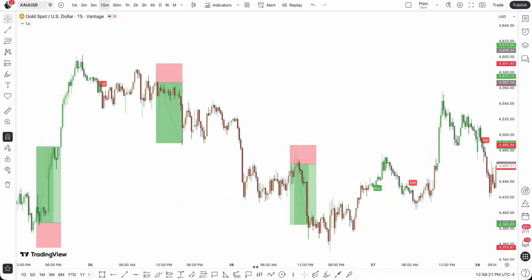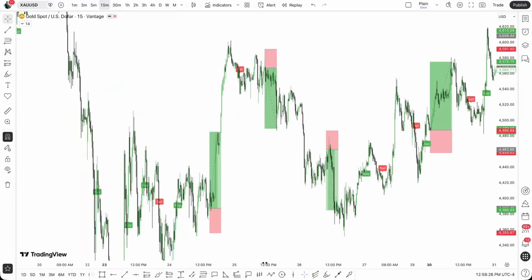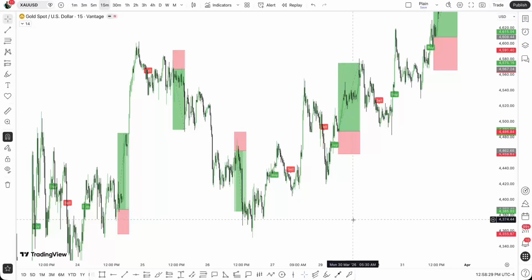Now, this is where market structure comes in. Market structure is the basic of every strategy out there. It is the mother of every strategy out there. If you don't understand market structure, when the market is in an uptrend, when the market is in a downtrend, when the market is in a sideways move, you will make a lot of mistakes, and you'll keep dashing your money to the market, right?